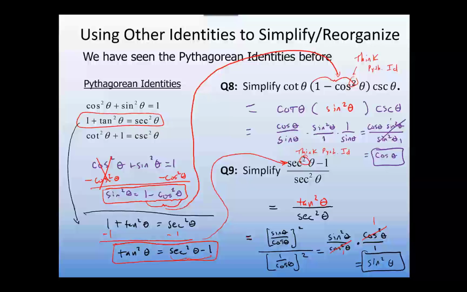This is a very powerful skill that we need to develop: using these identities to change hard things into easy things.